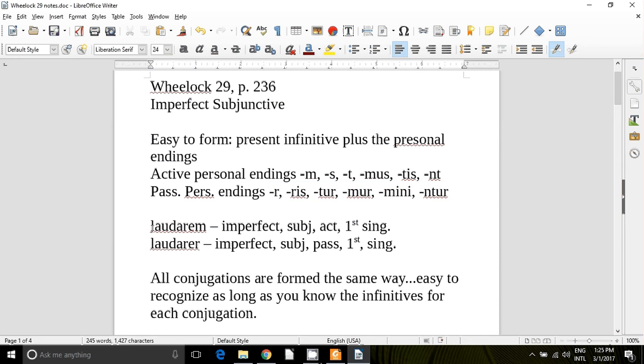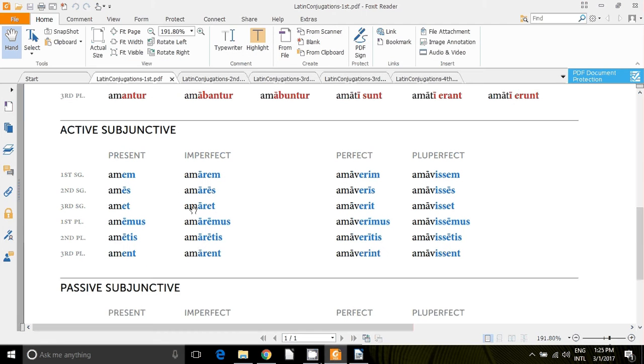So the imperfect subjunctive active first person singular is laudarem: laudare, the present infinitive, to praise, plus m. So to make second person, it'd be laudares. Third person, laudaret, and so forth. Likewise for the passive. You take laudare, and then you add r, ris, tur, mur, mini, ntur. So very easy to form, very easy to recognize.